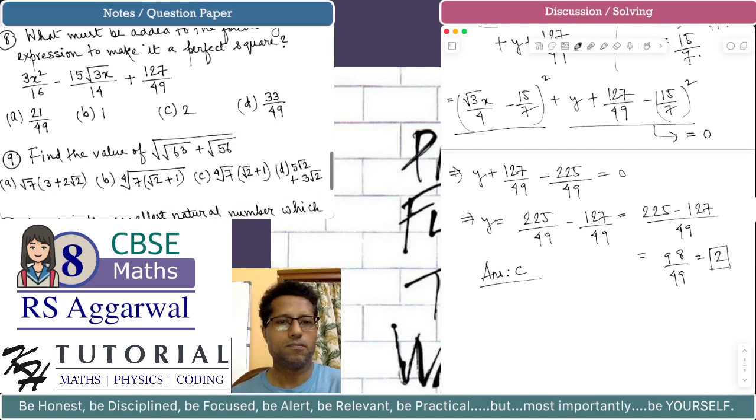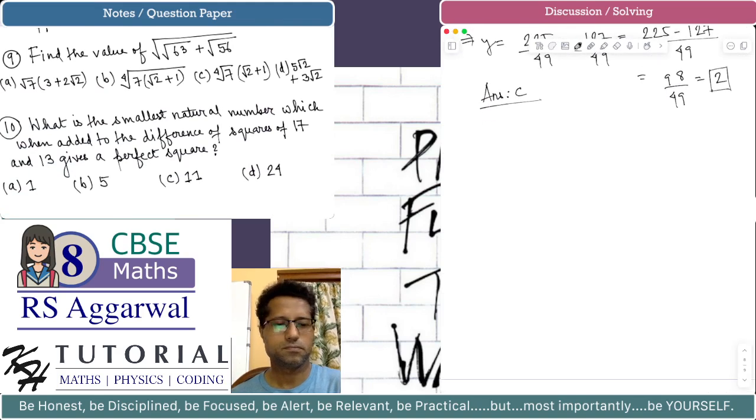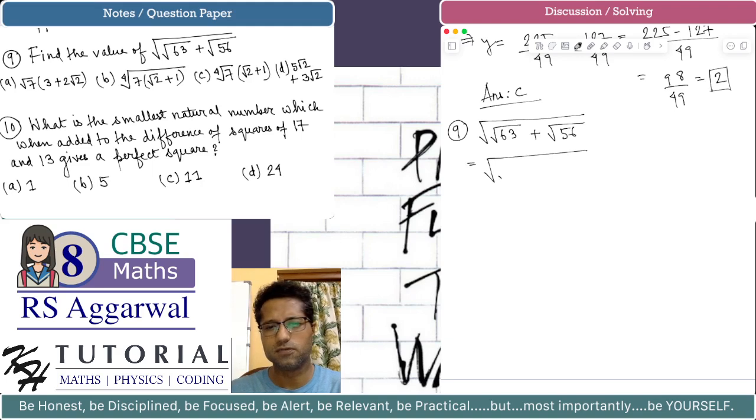Okay, let's do problem number 9. Find the value of square root of 63 plus square root of 56. So this is equal to, we know, square root of 63 is 9 into 7 plus square root of 56 is 8 into 7.